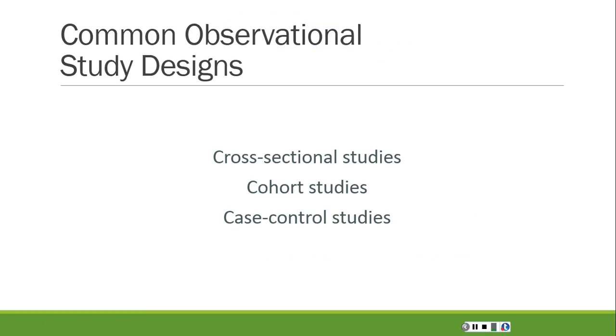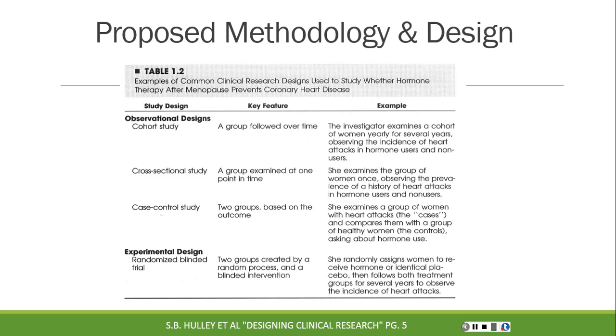So this week we're going to talk about some of these common observational study designs and how to be a good reader of them. These study designs include cross-sectional studies, cohort studies, and case control studies. A cohort study, as we discussed in advanced study design, is a group followed over time. This can either be retrospective or prospective.